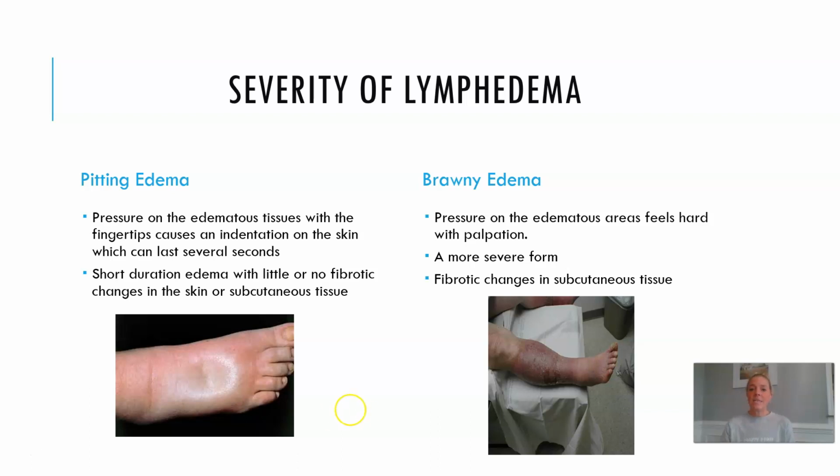Brawny edema is more of a hard fibrotic type edema. There will be some fibrotic changes in the subcutaneous tissue. It is a more severe form, and it's named for the color. So you can see in this picture, the limb has actually started to get this purplish brownish appearance to it, and that is considered brawny edema. So there's obviously swelling here, but you also have this discoloration as well.